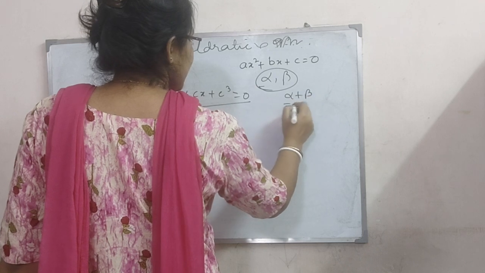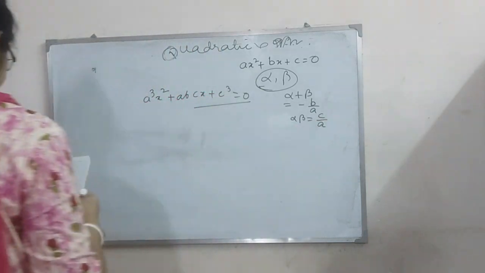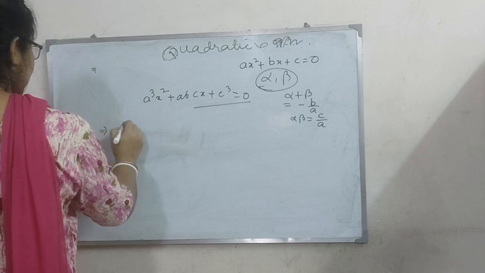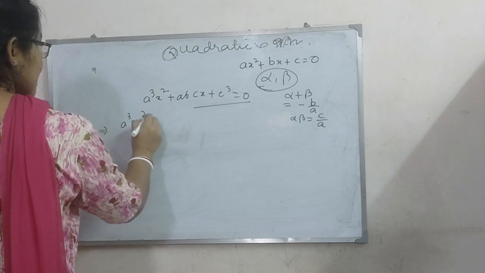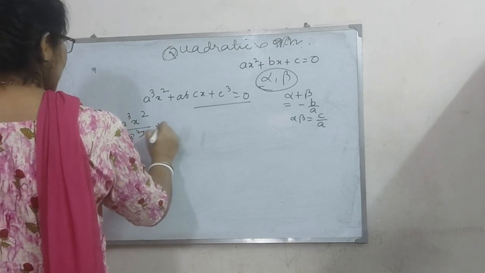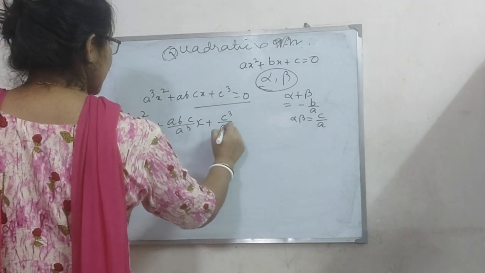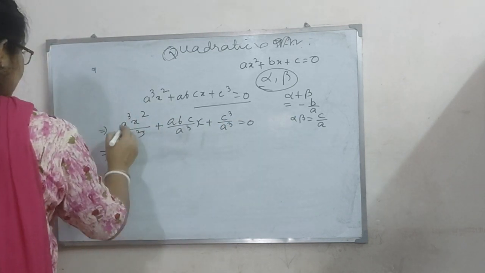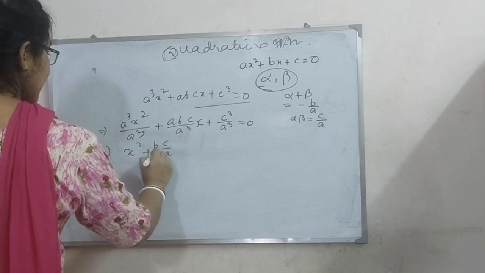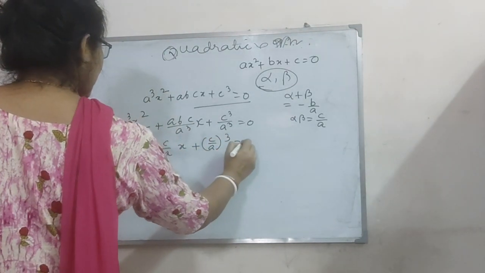From here we get alpha plus beta equal to minus b by a, and alpha beta equal to c by a. Now if I divide both sides by a cube, we get x square plus (b c by a square)... x square plus (c by a)(b by a) x plus (c by a) whole cube equal to 0.